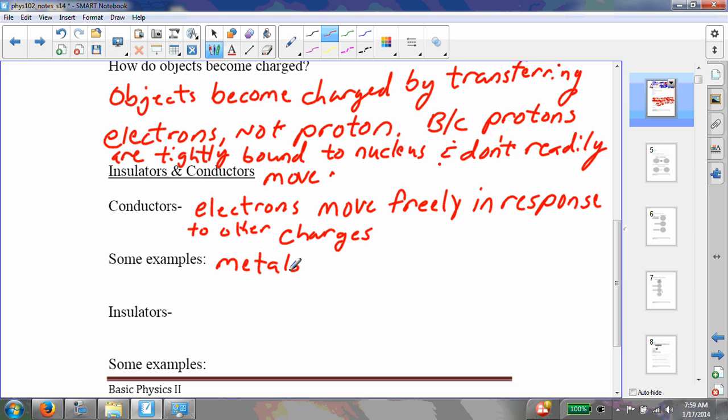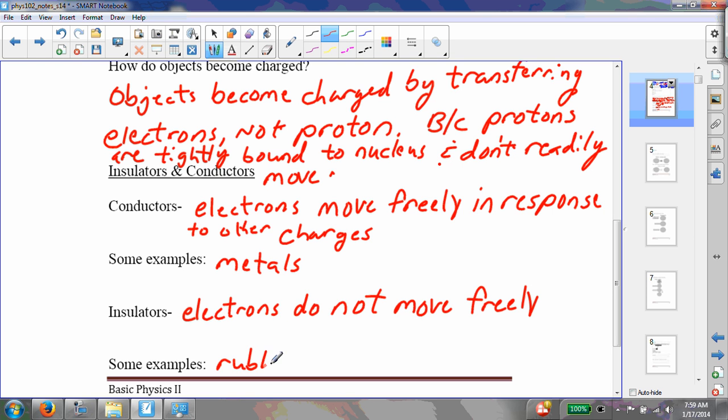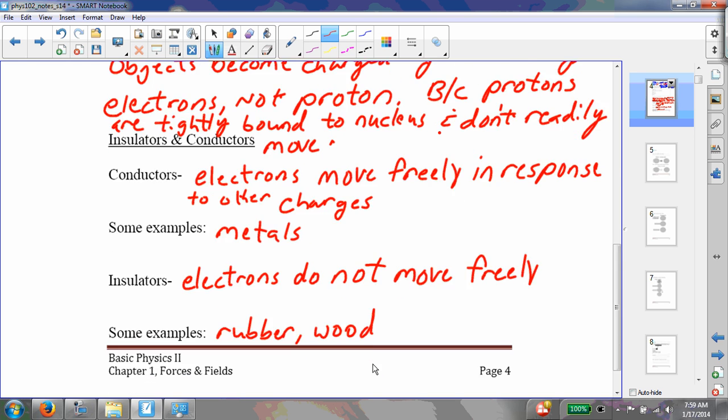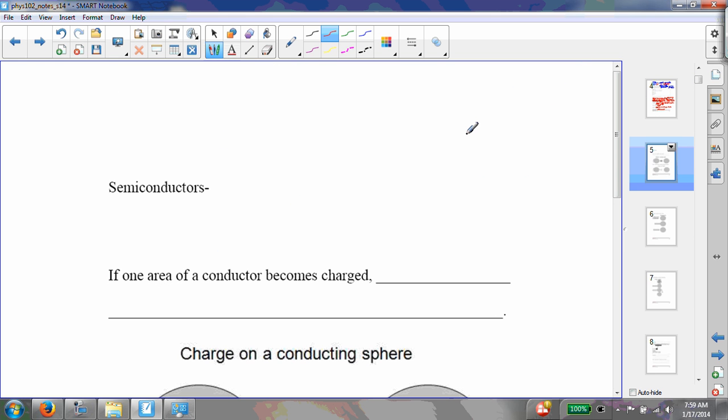Now insulators, on the other hand, the electrons do not move freely. So they're tightly bound to the nuclei. And similarly to the conductors, if it's an electrical insulator, then it's probably also a good thermal insulator. So, rubber, wood, those sorts of things. Fiberglass.